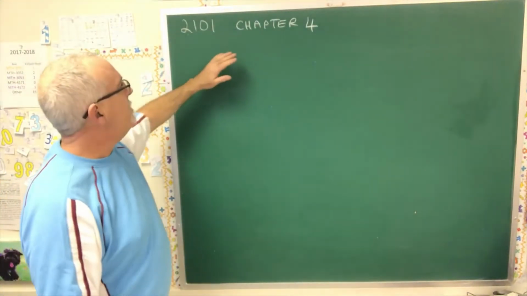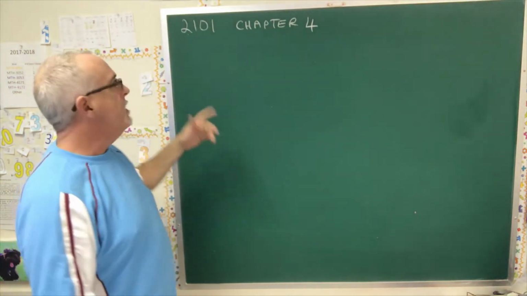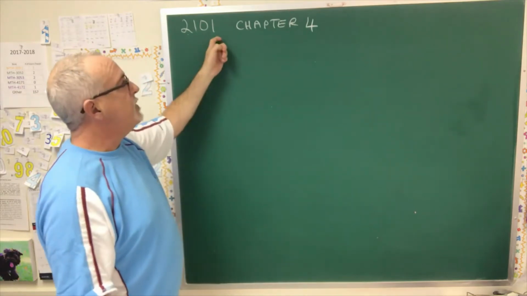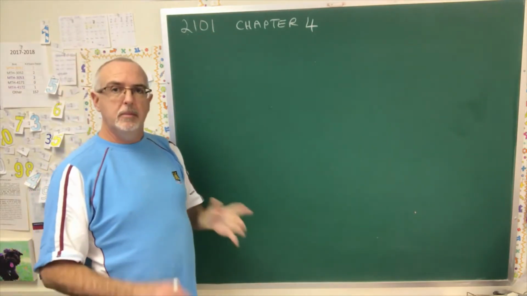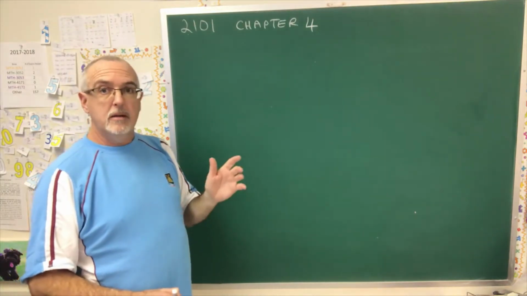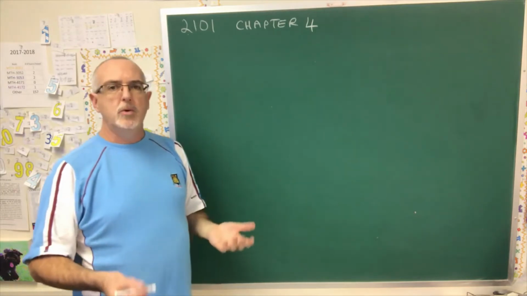Today's chapter review is for Math 2101, Chapter 4. If you're not on this book, then I hope this helps you. If you are on this book, then what I'm about to explain has to be clear to you. And if it's not clear to you, then it means you need more time with Chapter 4. The topic is ratio and proportion.